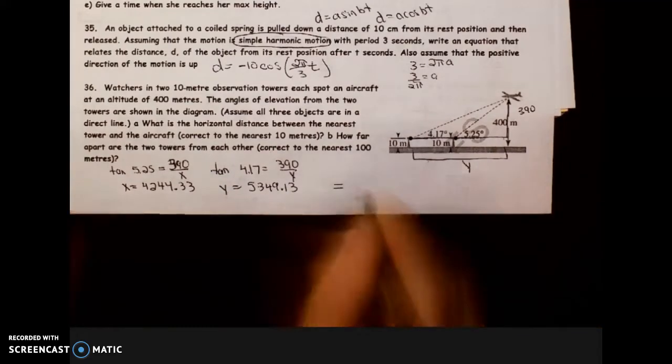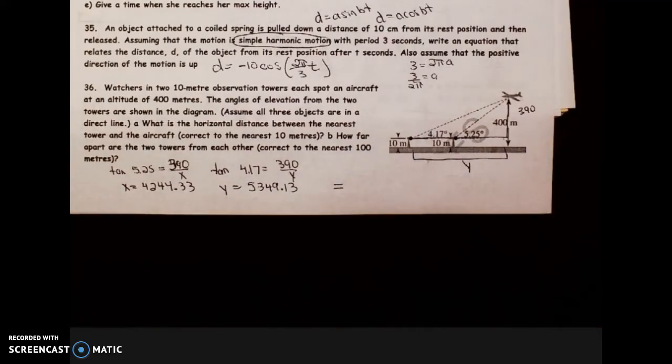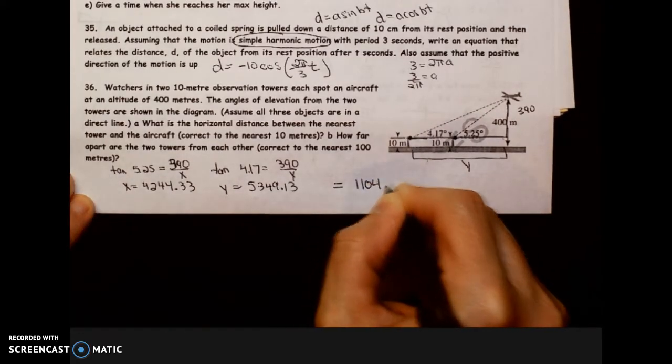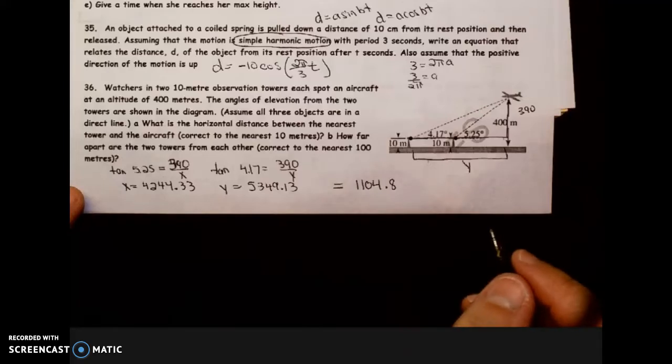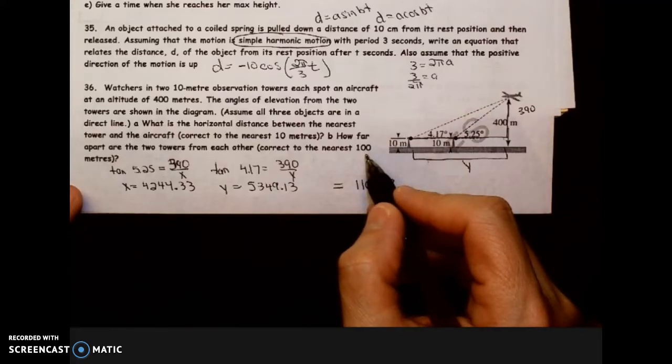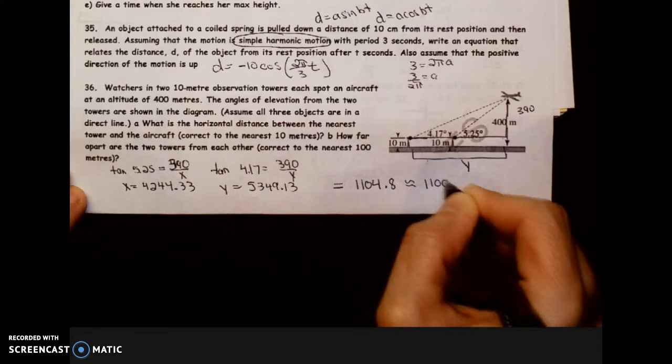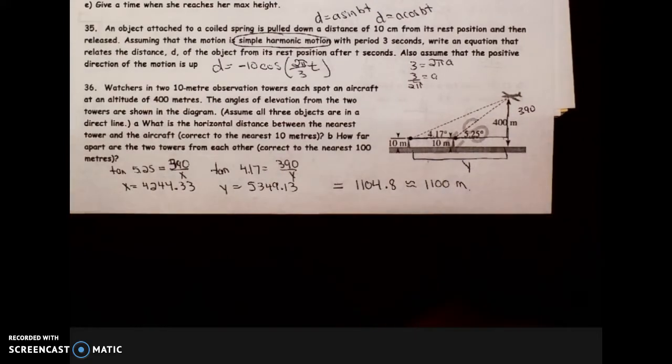Finally, we're going to subtract those two numbers to figure out the distance between the two towers. We end up with 1,104.8. And it actually says nearest thousandth meter, so that would be 1,104 meters.